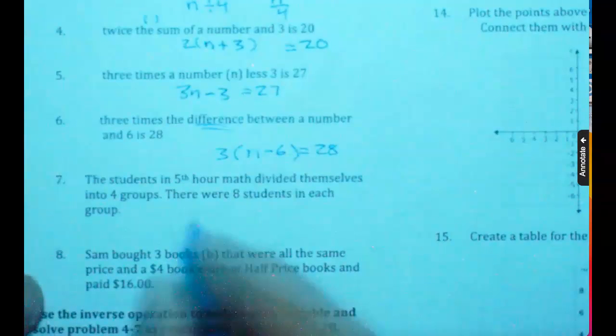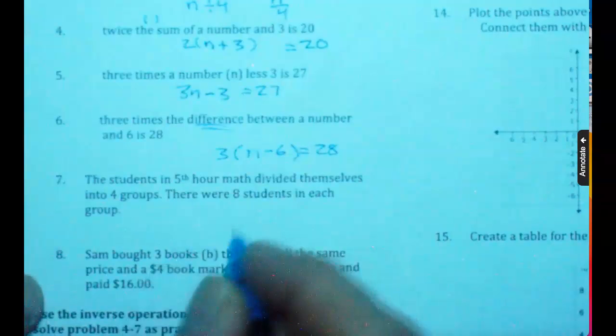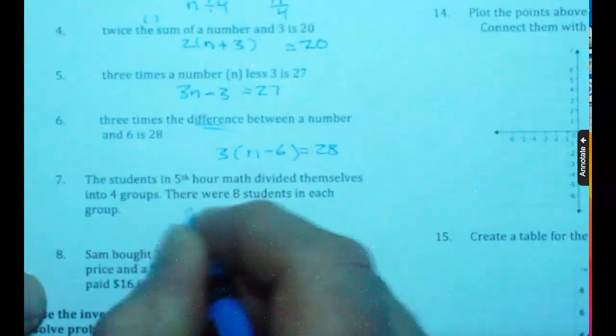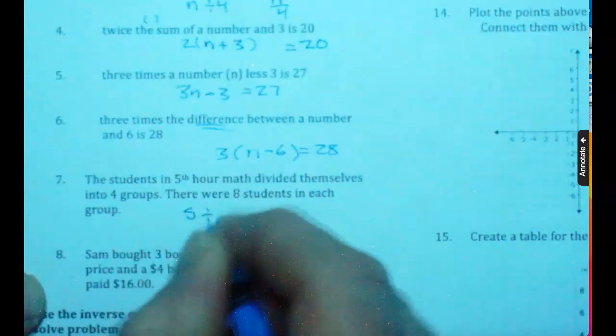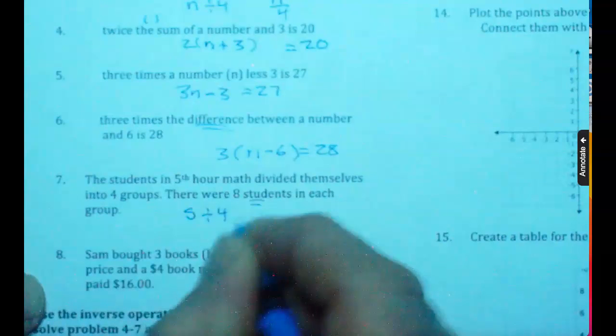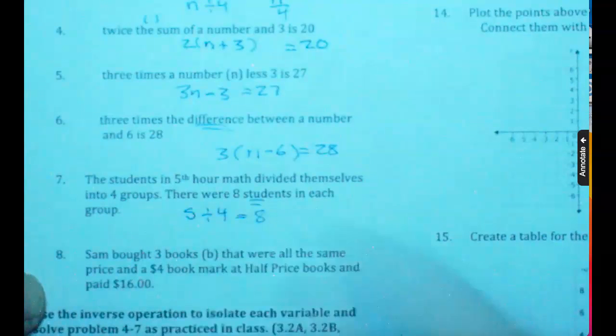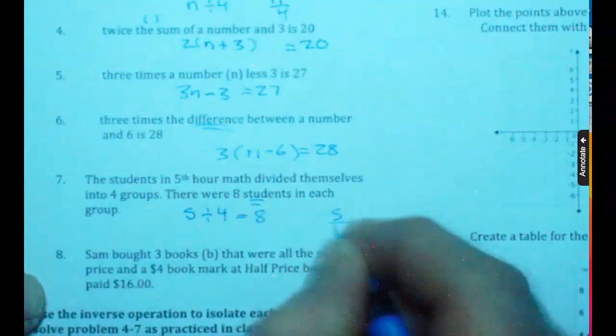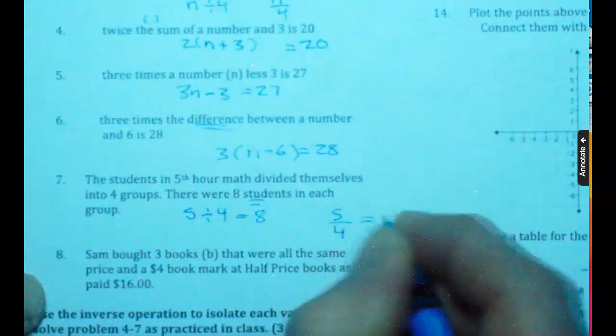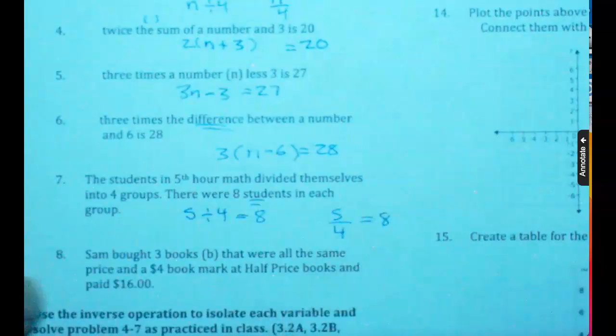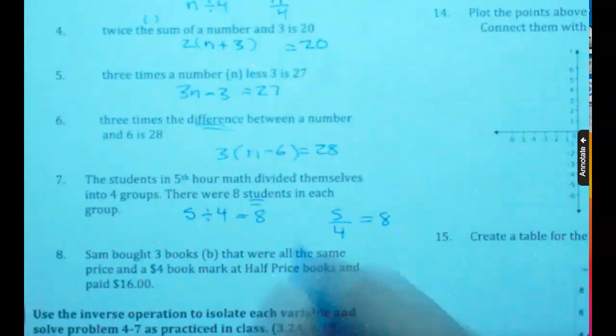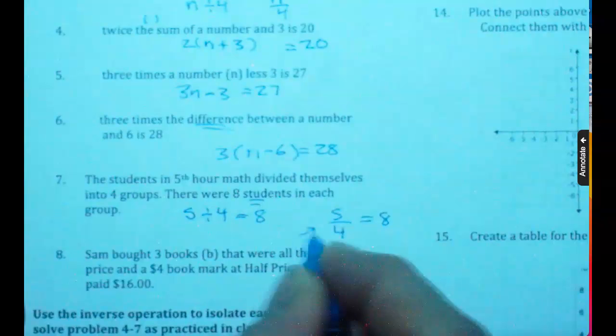Okay, the students in 5th hour math divided themselves into 4 groups. So here's my students. They divided themselves into 4 groups, and there were 8 students in each group. Or the students divided by 4 groups, 8 in each group. This is probably the way you're going to see it on the test. We're going to use the fraction bar.